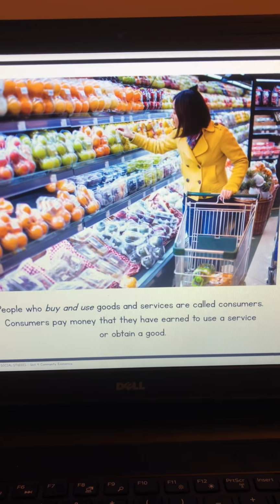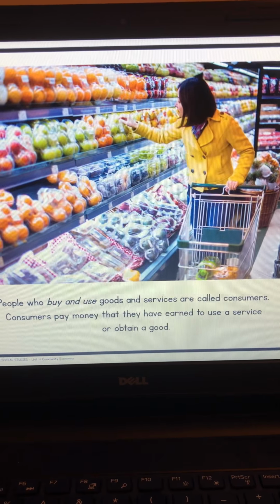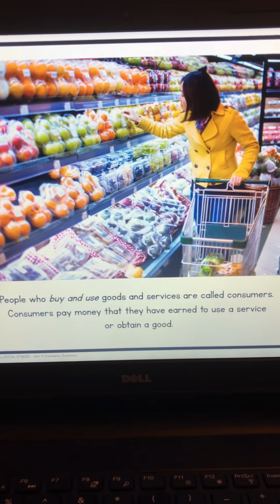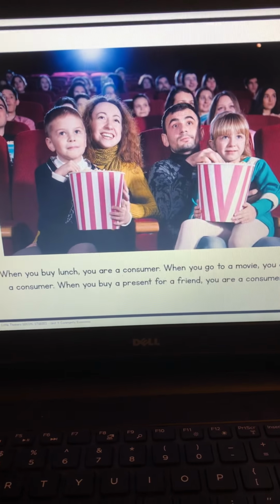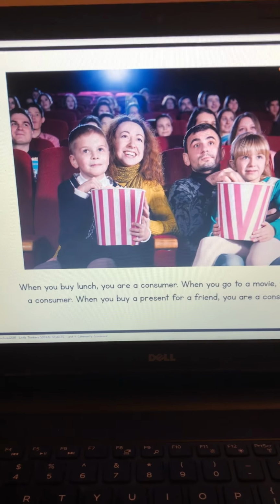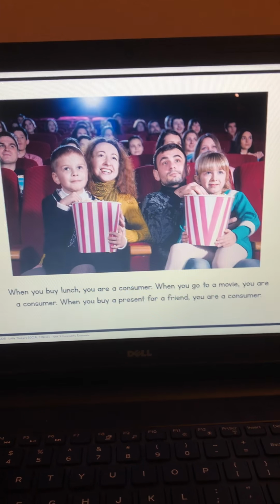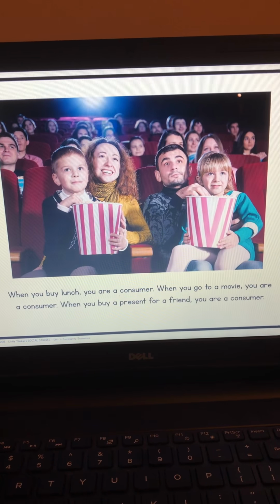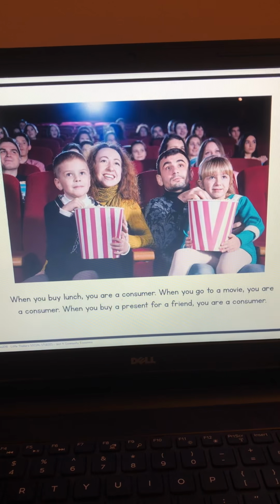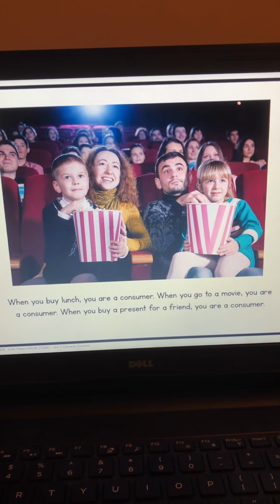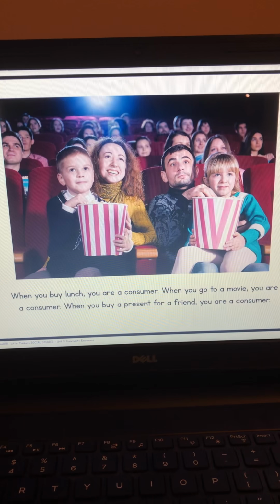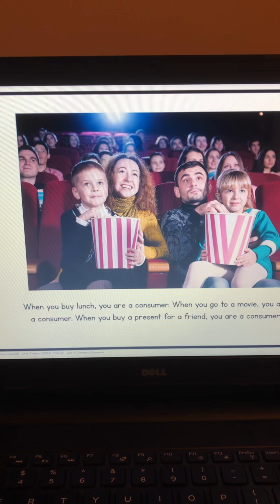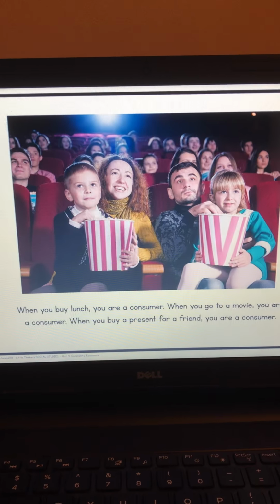So if you look at this picture, the lady is a consumer. And what is she buying? Well, she's buying apples. If you buy lunch, you are a consumer. If you go to a movie, you are a consumer, right? You are paying for a ticket, and then with that ticket, you're allowed to see the movie. When you buy a present for a friend, you are a consumer. So anytime you're spending money on something, you are being a consumer.